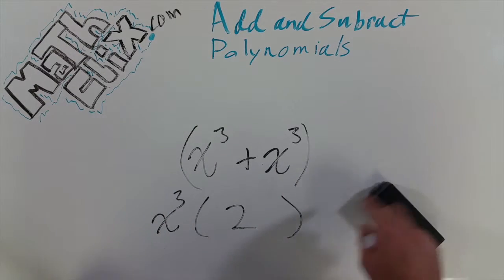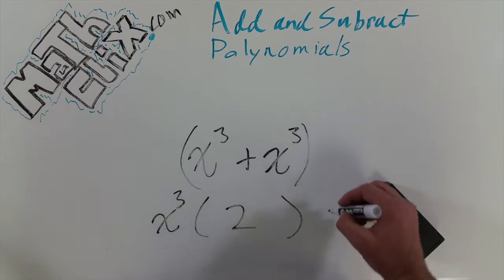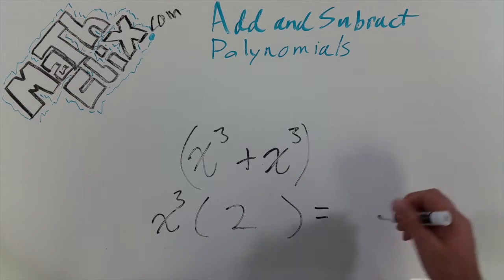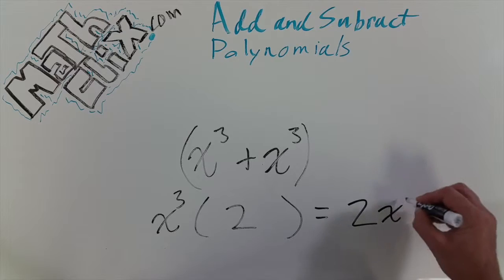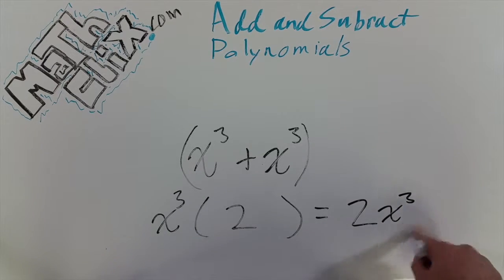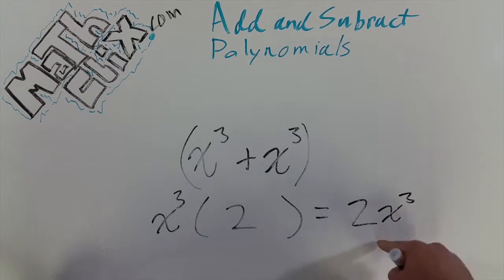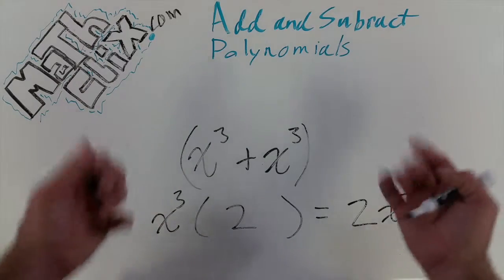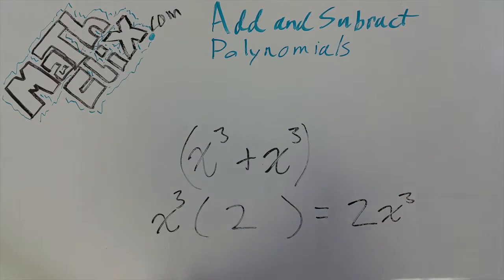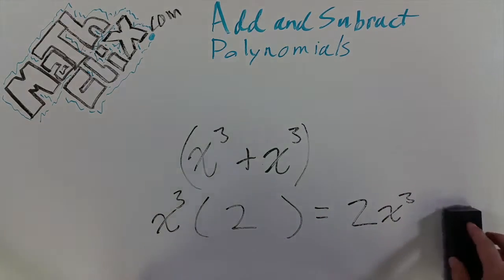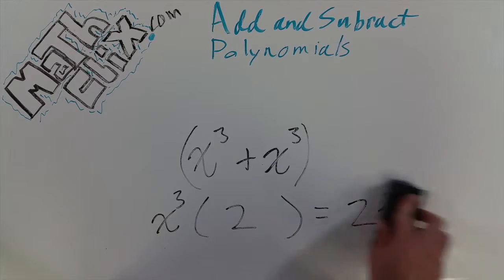And remember the commutative property, the order does not matter. And we like it nice and clean, so let's swap that around to say 2x cubed. We want the coefficient out front because it's nice and pretty. Okay, I think you basically get the gist.